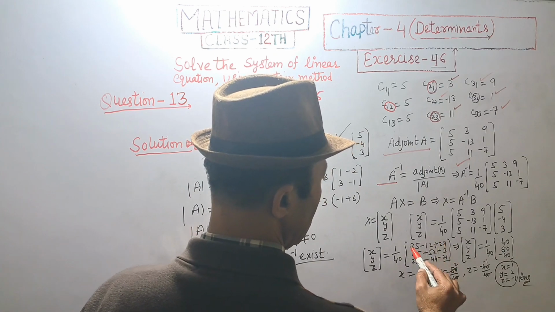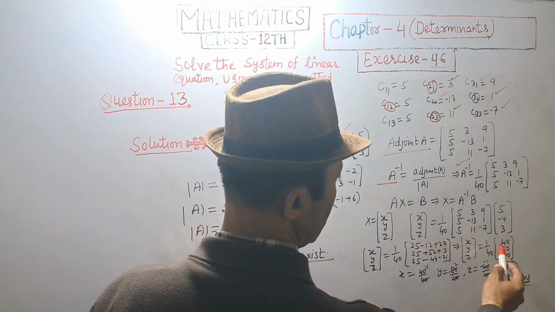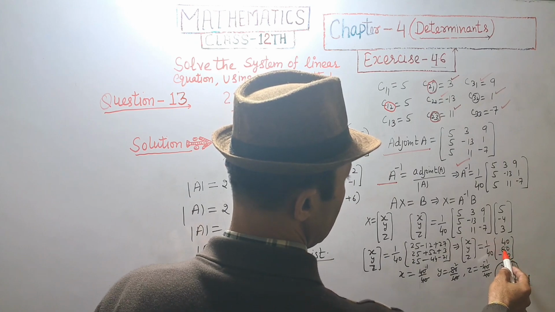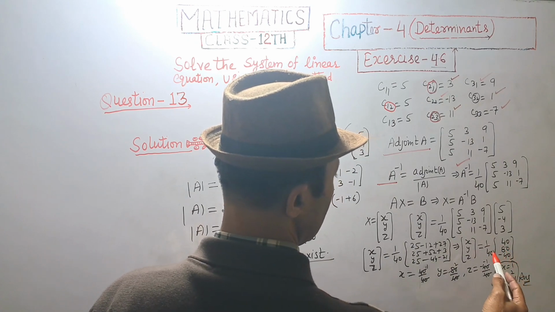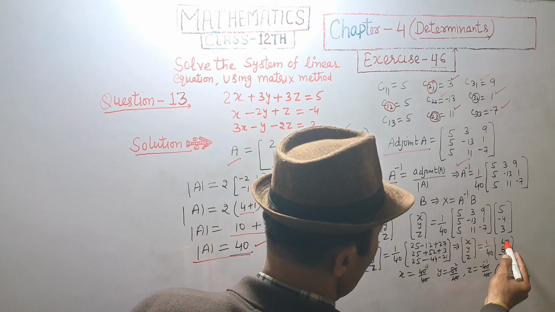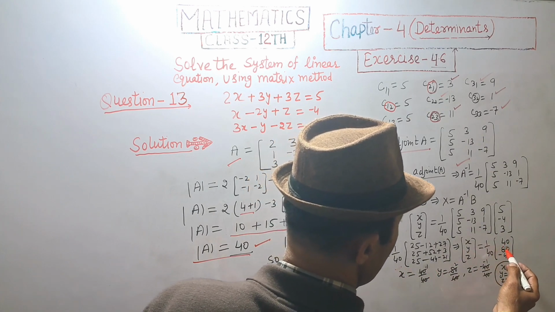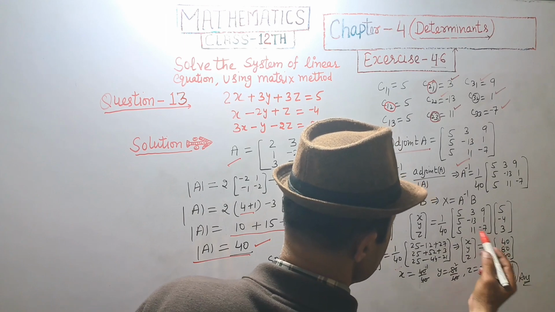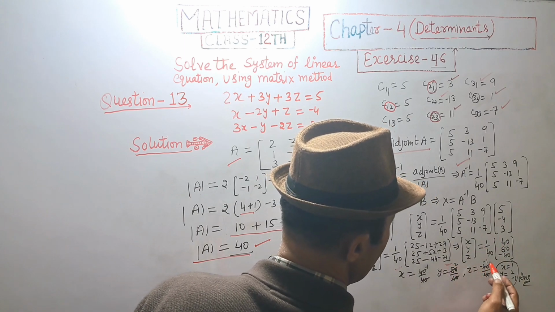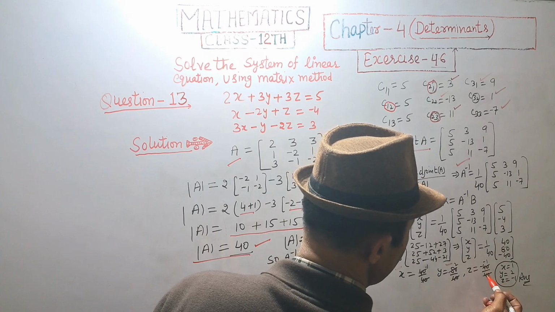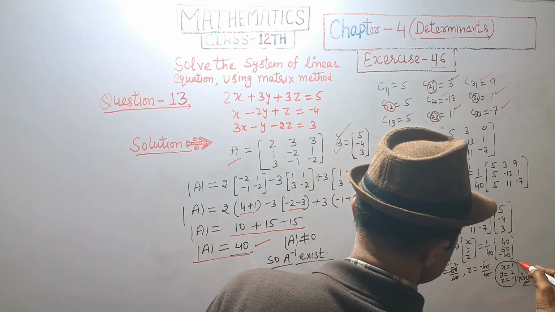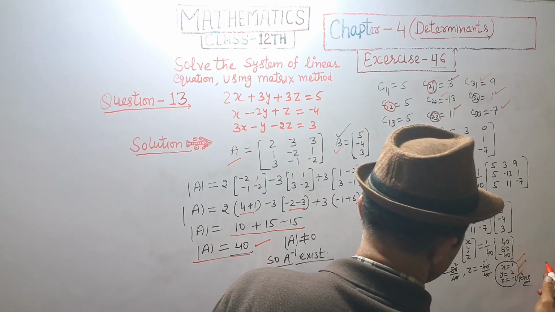We are adding and subtracting, we get 40, 80, minus 40, and x equal to 40 upon 40, that is 1, and y is equal to 80 upon 40, that is 2, and z equal to minus 40 divided by 40, that is minus 1. x is 1, y is 2, z is minus 1.